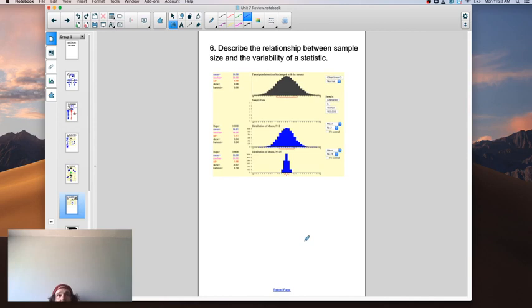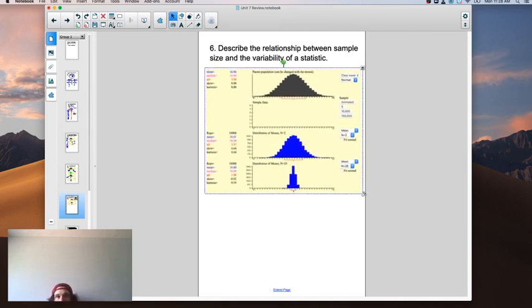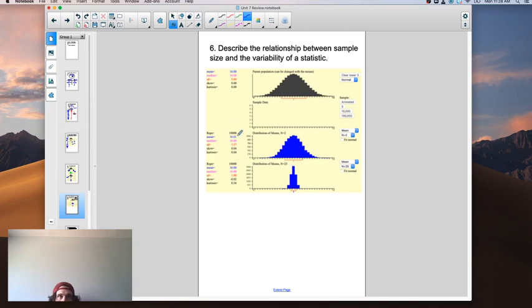Describe the relationship between a sample size and the variability of the statistic. All right, this one's pretty simple. Let me make that a little larger. Basically, if you're taking a sample of size 2, we took, I think, 10,000 samples for each. The means of samples of size 2 from the population are all averages, right?